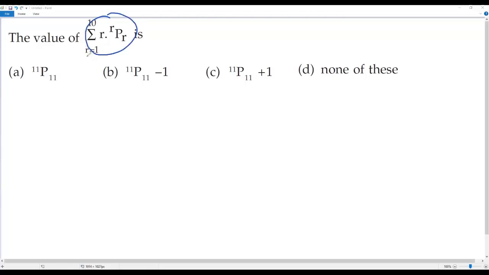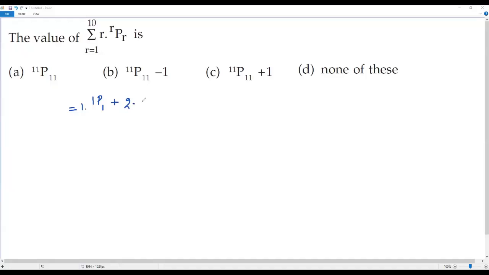I need to plug in the values for the given variable. Here, the starting value for r is 1 and the ending value is 10. So in this r term, I have to plug in r. When I plug in r equals 1, I'll get 1 times 1P1. Now I have to take an addition sign because we have summation. Now I have to plug in the second value, that is 2.